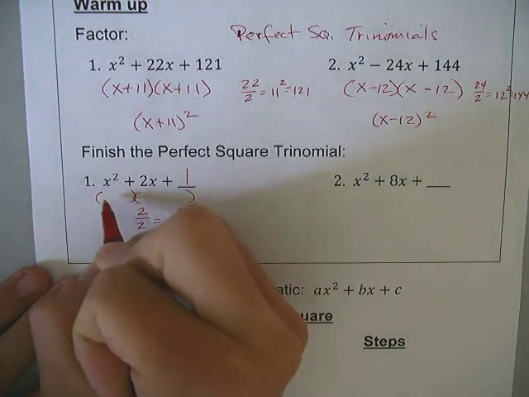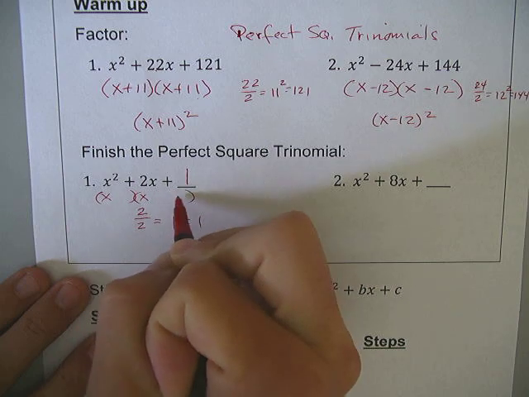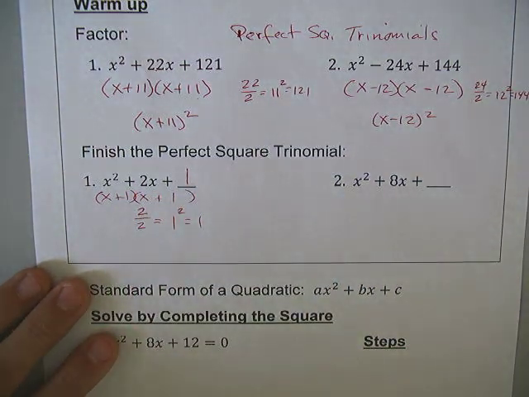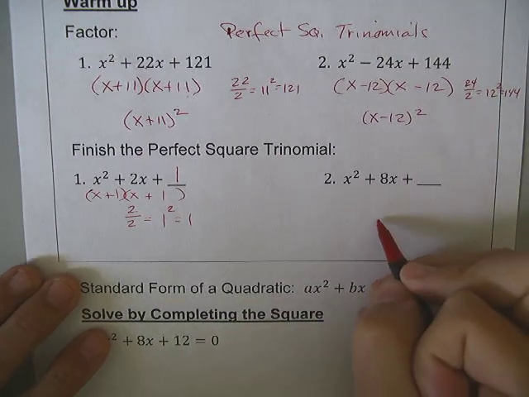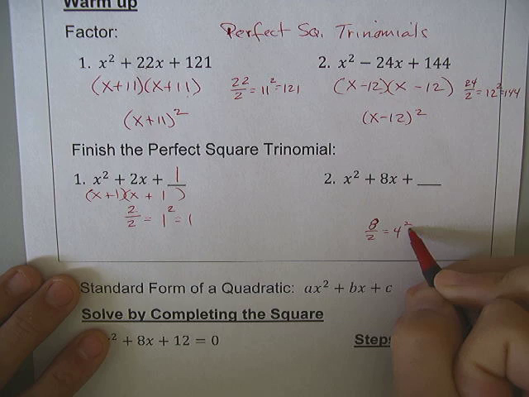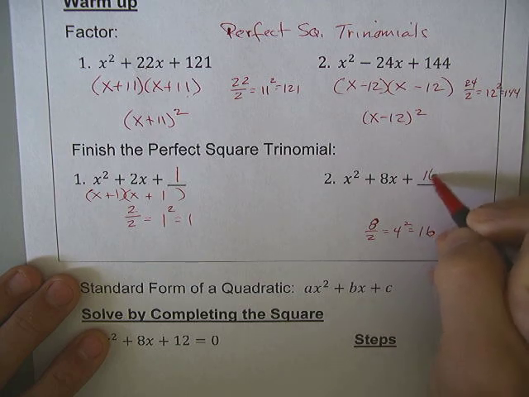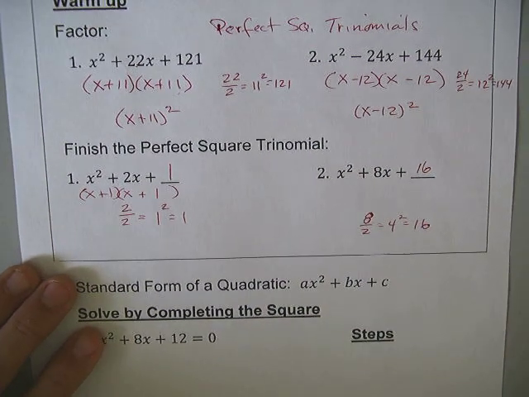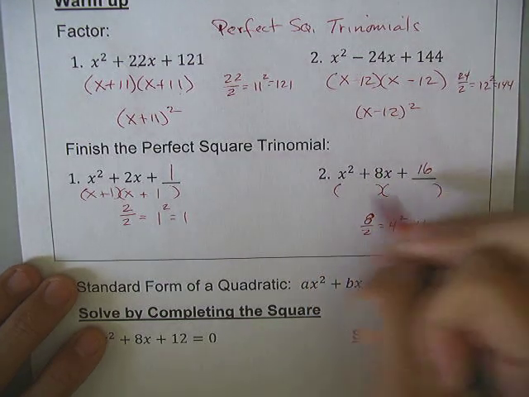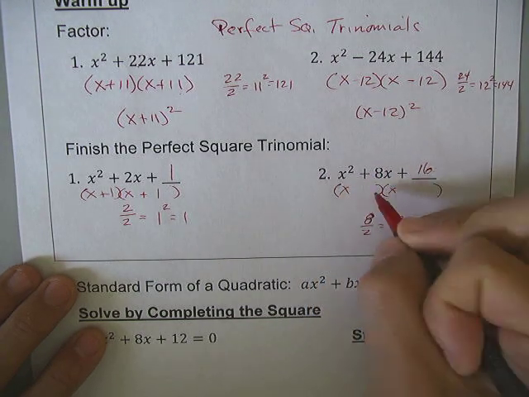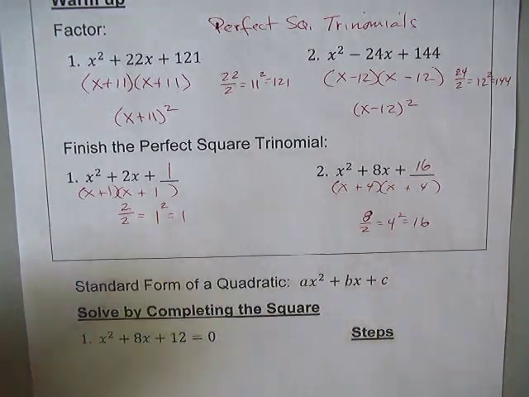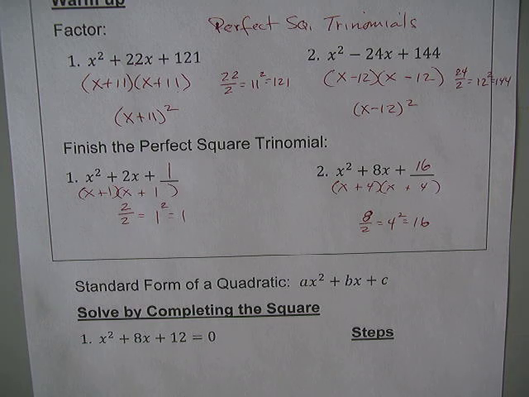And how do I know that? Well, if I were to factor x and x, factors of 1 are 1 and 1, and there you go. Alright, what about this one? We'll take 8 divided by 2, which is 4, and square it, 16. There you go, it's a perfect square trinomial. And again, just to check, you'd have x, and this would be 4 and 4, and yeah, it is.